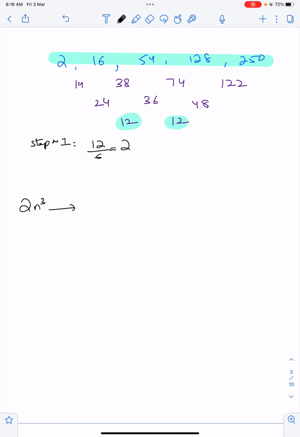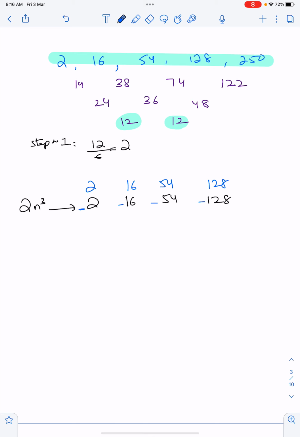Then get the first 4 terms at least. Substitute n as 1, you will get 2. Substitute n as 2, 2 cube is 8, 8 times 2 is 16. Substitute 3, 3 cube is 27, 27 times 2 is 54. Substitute 4, 4 cube is 64, multiplied by 2 is 128. So I have plugged in 1, 2, 3 and 4, and I got the first four terms. Now I'm going to write down the original sequence on top of it, which was 2, 16, 54 and 128, and subtract.